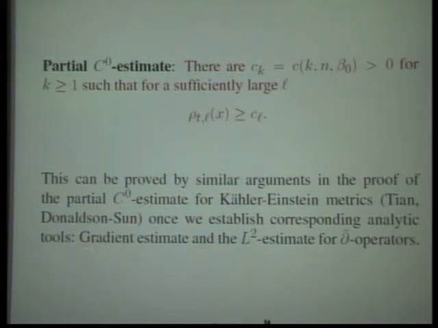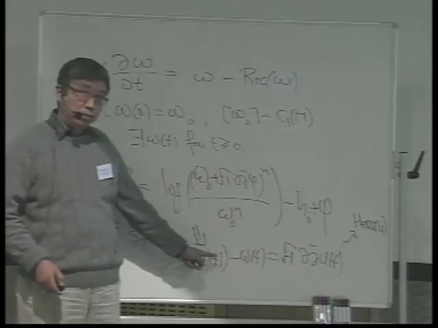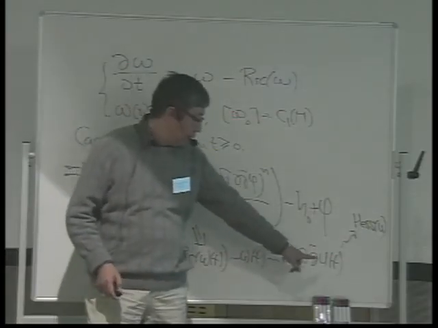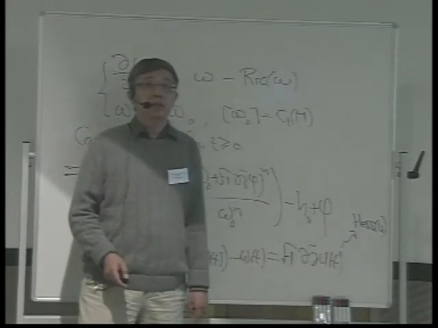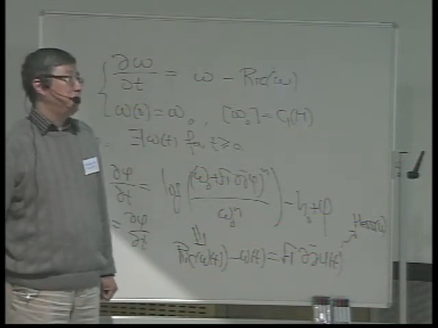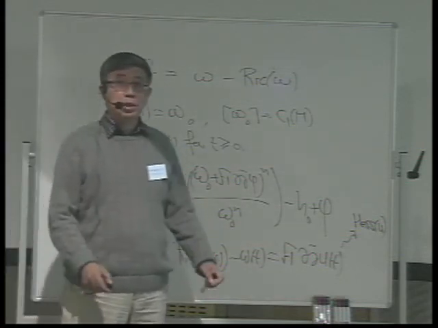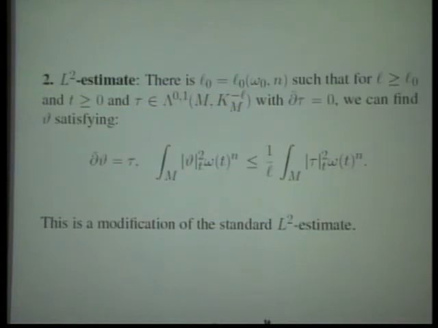So here we need a gradient estimate and an L2 estimate for the d-bar operator. Basically gradient estimate means the following. This time, along our flow, the Ricci curvature is not bounded from below because there is a function here. But this function, as Perelman proved, is bounded and has a bounded gradient. Those are the two conditions we need to use. Then it is just the same as in the case when the Ricci curvature is bounded from below. Using a subtle inequality I mentioned before, you can get this gradient estimate. So you can also have the L2 estimate.